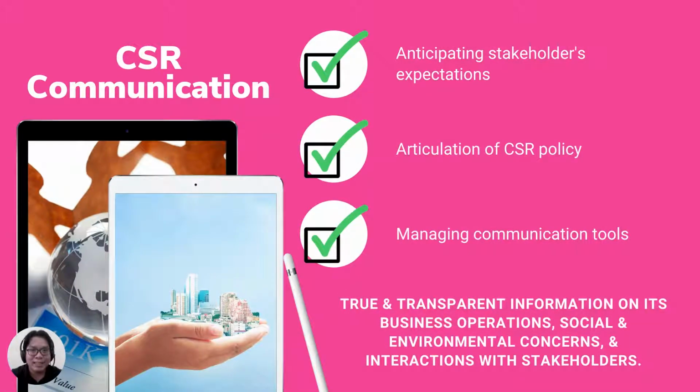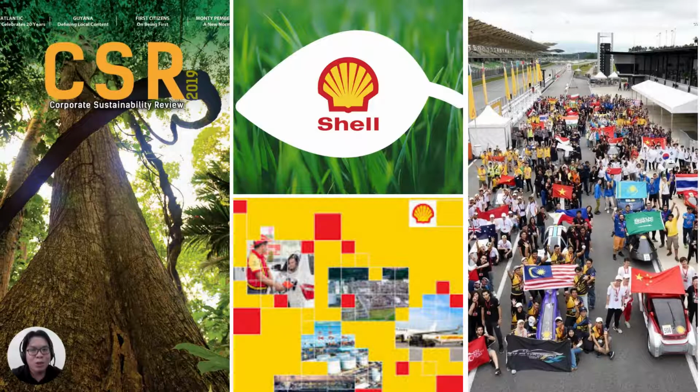According to Turkel and Akan, CSR communication is a process of anticipating stakeholders' expectations, articulation of CSR policy, and managing different organization communication tools designed to provide true and transparent information about a company's or a brand's integration of business operations, social and environmental concerns, and interactions with stakeholders. To illustrate, look at how Shell interacts with its stakeholders by communicating the different environmental and social challenges and positioning themselves on how to combat these issues.